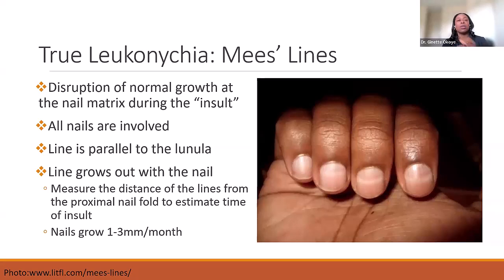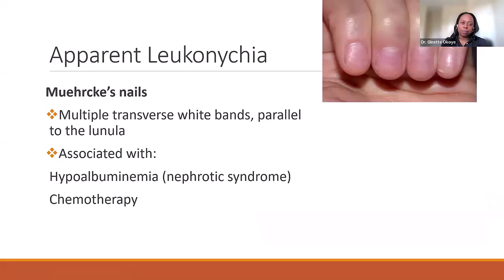The thing about the Mees line is all the nails are involved, and the line, usually one line, is parallel to the lunula. And the line grows out with the nail, right? Because remember, the issue is in the nail plate itself. As that nail plate is growing, that Mees line should be moving with the nail. As I said in the previous example, you can measure the distance from the Mees line to the proximal nail fold, and you can calculate when this person was poisoned, for example. So we have been able to help in forensic cases using the nails in this way.